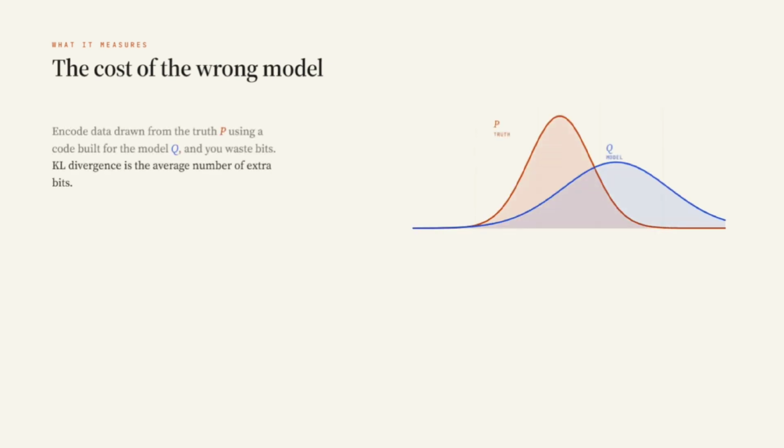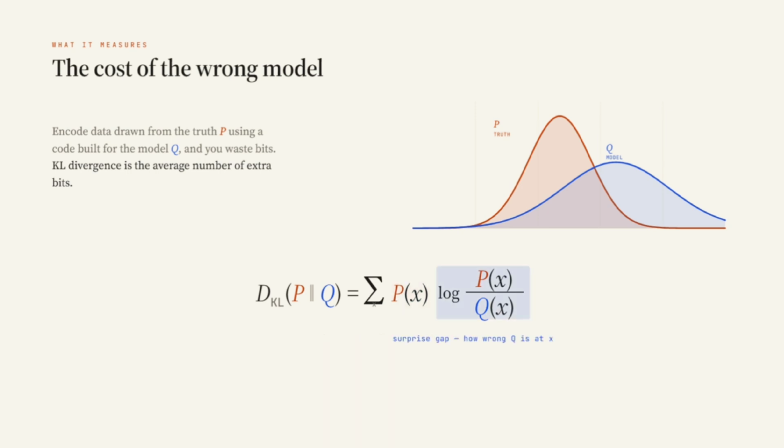Imagine you encode data that really comes from P, but you use a code built for the wrong model Q. You waste bits. KL divergence is the average number of those extra bits. For each outcome, we weight by how often it truly occurs: P of x times the log of the ratio P over Q, the surprise gap. Equivalently, it's the cross entropy minus the entropy.